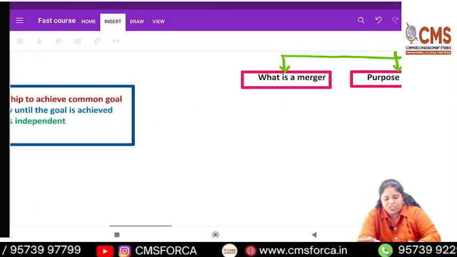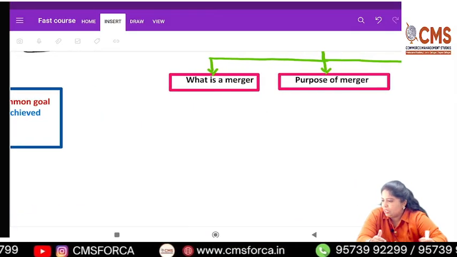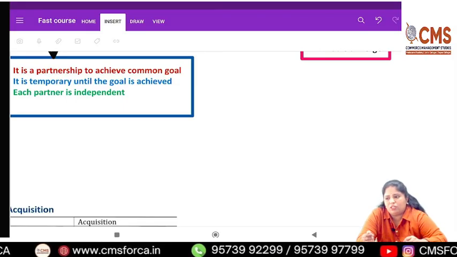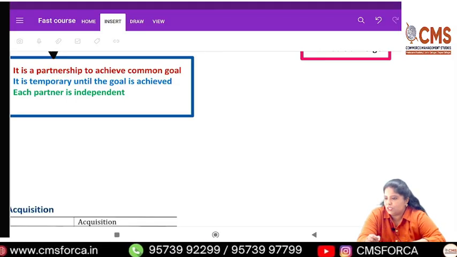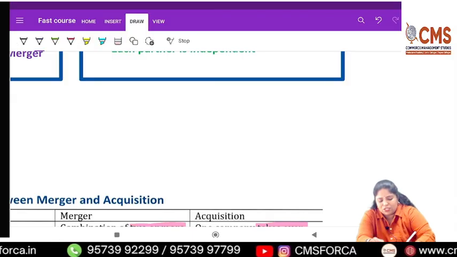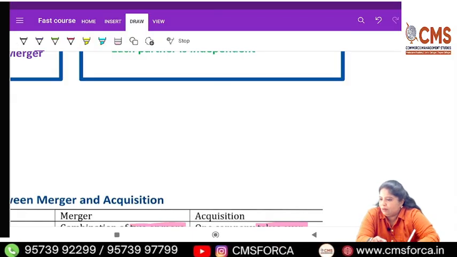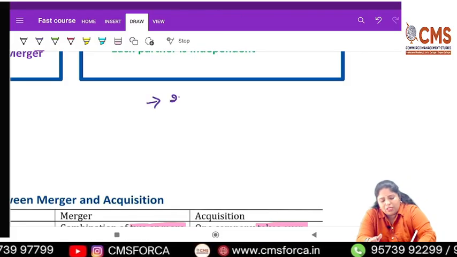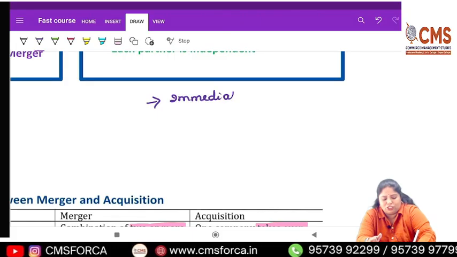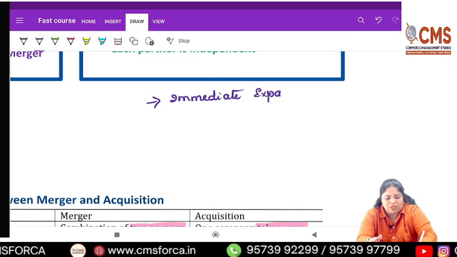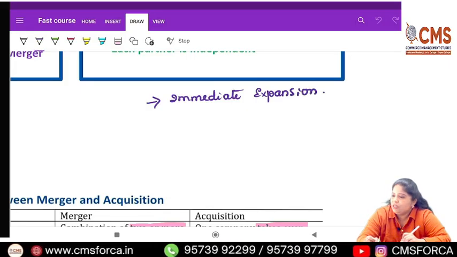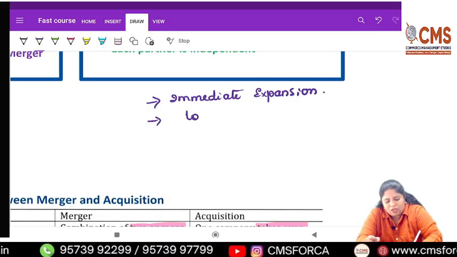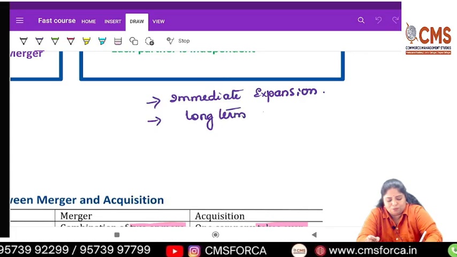For a merger or an acquisition, there are some common points you need to make a note of. Merger and acquisition, I'm putting down a few common points here. If you are talking about a merger or acquisition, both help in immediate expansion, and both provide long-term advantage.